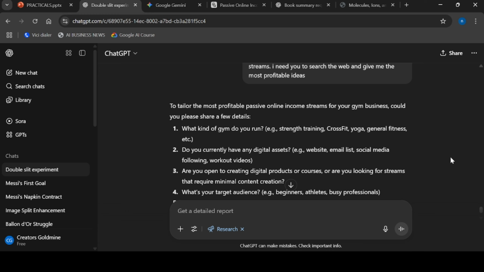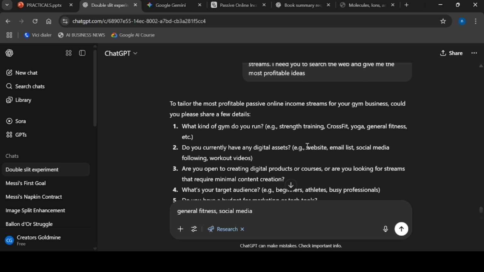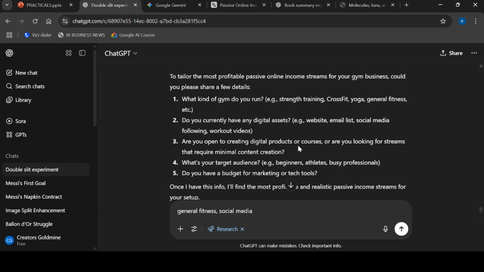To tailor the most profitable passive income streams for your gym business, could you please share a few details? What kind of gym do you run? So you see, now it's trying to tailor its research. You come here, let's say it's a general fitness gym. The second question, do you currently have any digital asset? Or let's say just social media alone. Now, are you open to creating digital products or courses, or are you looking for streams that require minimal content creation? Let's say I'm looking for digital products and courses.